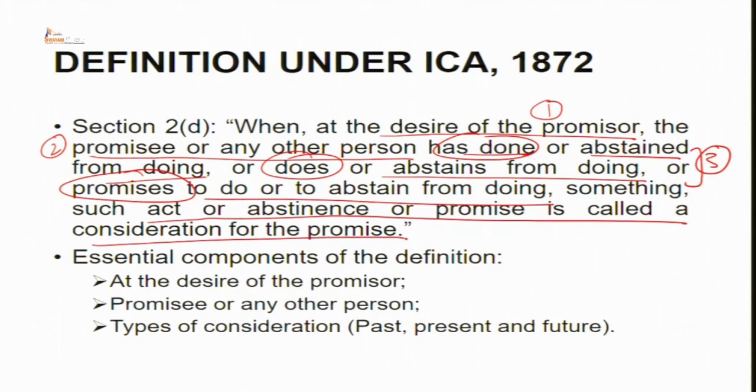Now, you can see on the screen that I have divided this definition into 3 parts. First is at the desire of the promisor. That means consideration is always given at the desire of the promisor, that means only when the promisor is also ready. And the next is promisee or any other person.